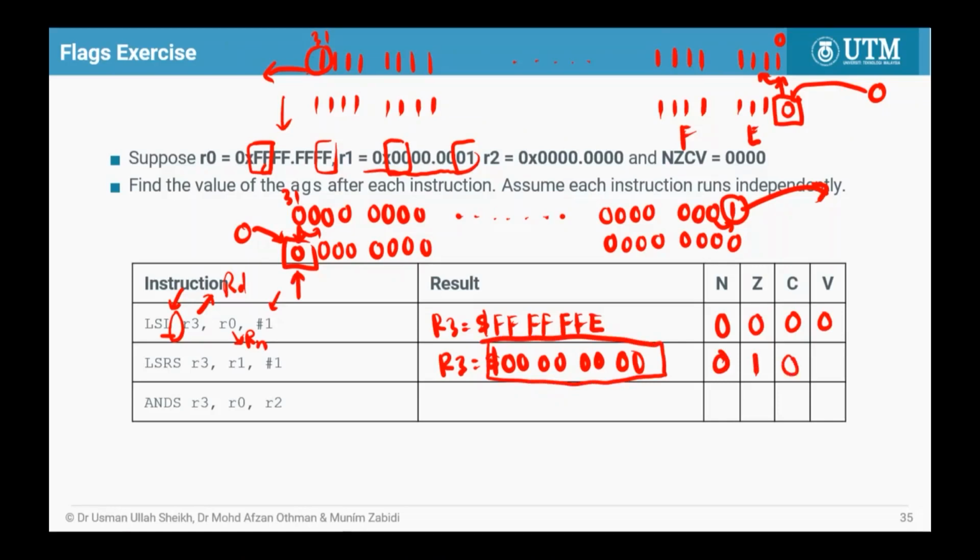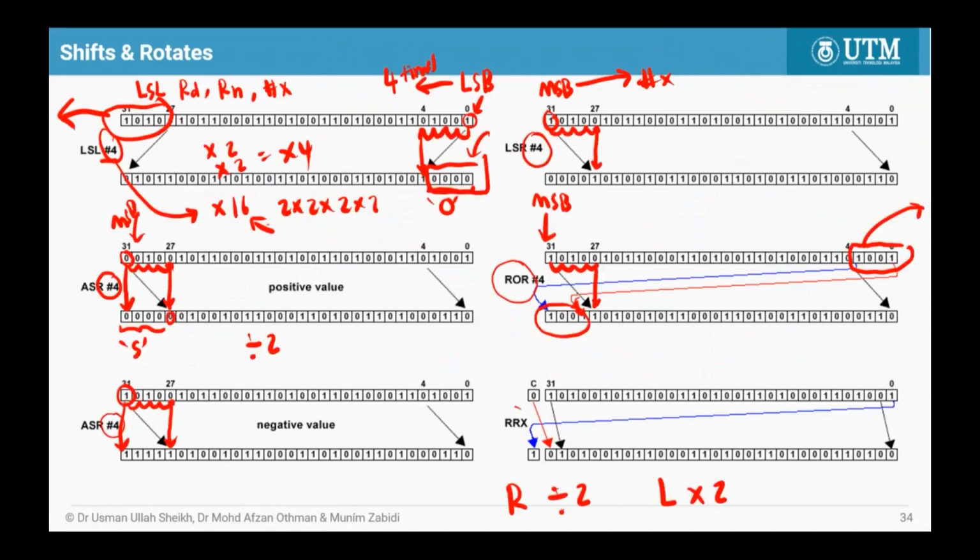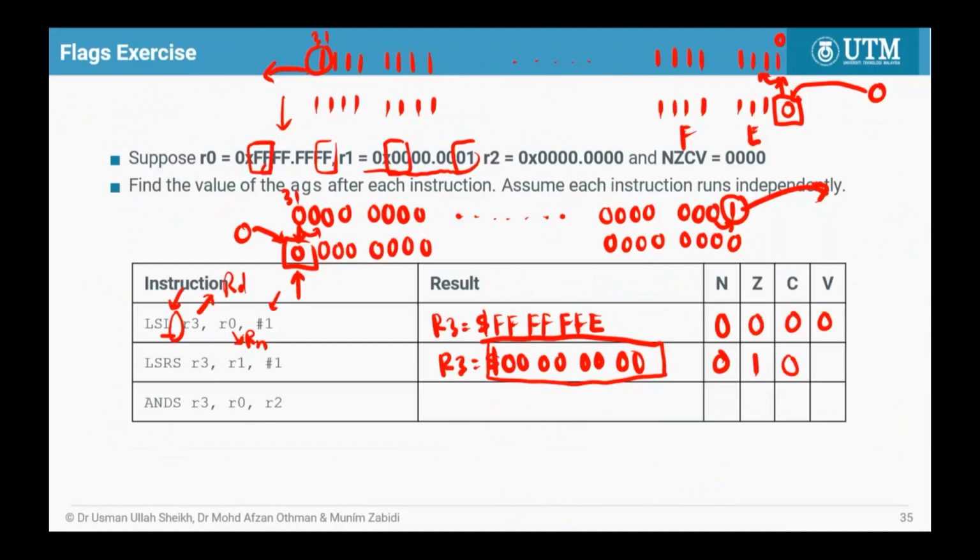because in this LSR instruction, you're not affected by any carry flag unless you use this RRX. With RRX, yes, the carry flag will be affected, depending on the bit that goes to this C flag here. So the C flag remains 0. Your V will also be 0. And for the ANDS, you can do the logical AND, and then see which flags will be affected depending on the result of R3. This one you can do by yourself.